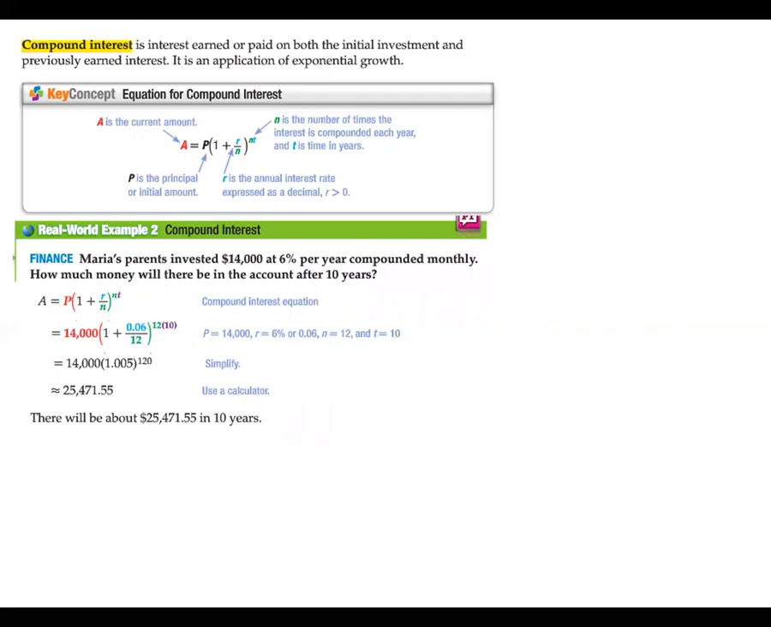You have to add the n factor. So it's pretty much the same exact equation, except you divide the r by n and you multiply the t by n. And what n represents is the number of times the interest is compounded per year. That's when the interest is added in. So in the previous examples, the interest was added in at the end of each year, and then that was the new starting amount.